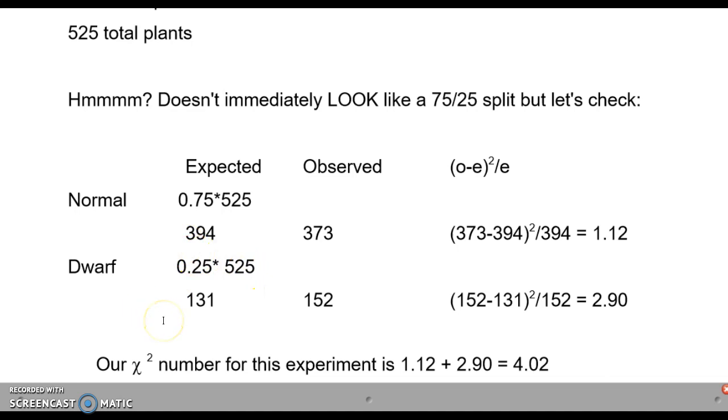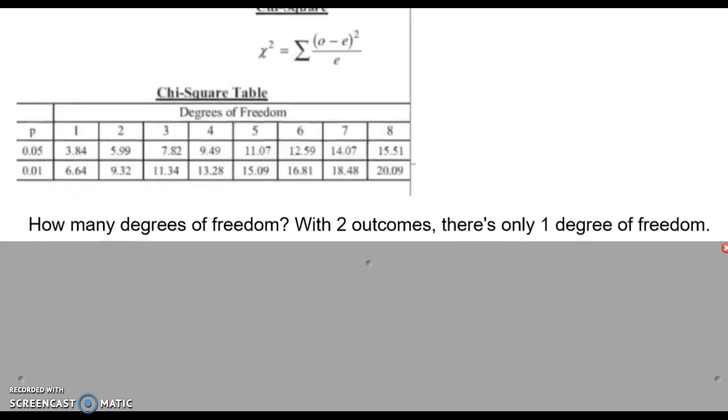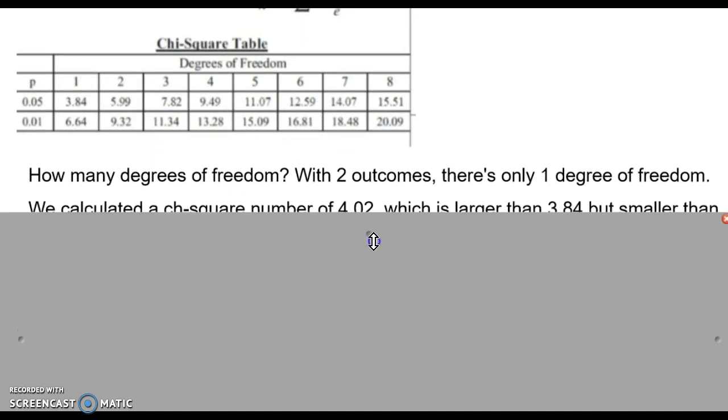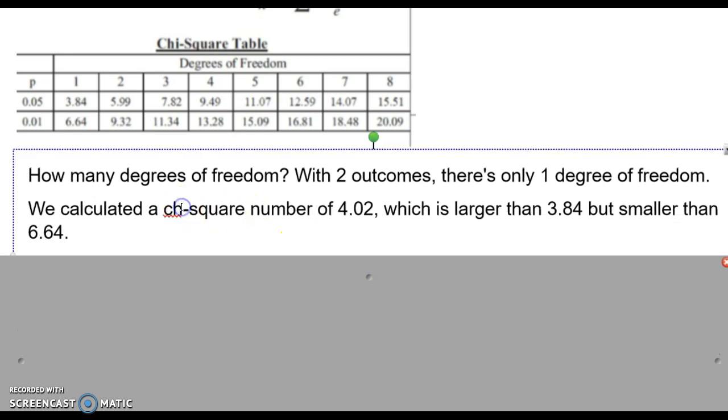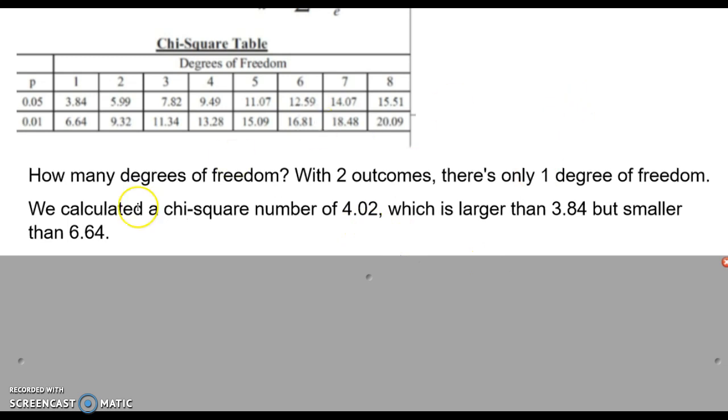You may recall at this point we take that number and we have to bring it to our chi-square table. So let's do that. Here's our chi-square table. We have two questions we need to ask. One is how many degrees of freedom are there? And since there are only two outcomes, tall and short, there's 1 degree of freedom. So we'll look in this column right here. That's our target, 3.84 or 6.64. Well, we calculated a chi-square number of 4.02, and that's larger than 3.84, but it's smaller than 6.64. So how do we interpret this?